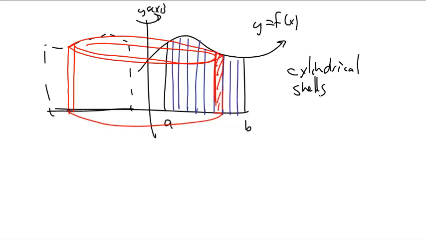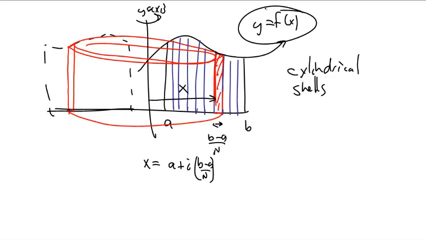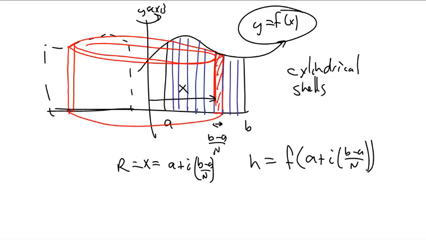And what is the volume of this? Well, basically, the thickness of it is b minus a over n, and the radius of it is basically the x value right there, which in this case is going to be x equals a plus i times b minus a over n, as always. And the height of it, well, okay, it's not really a shell because it curves a little bit there, but the height is basically given by the function. So this is the radius, and the height is f of a plus i times b minus a over n. And that's just one of these shells.